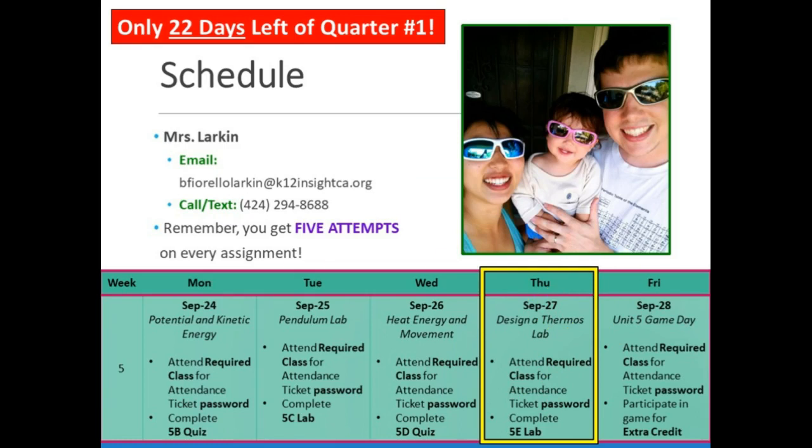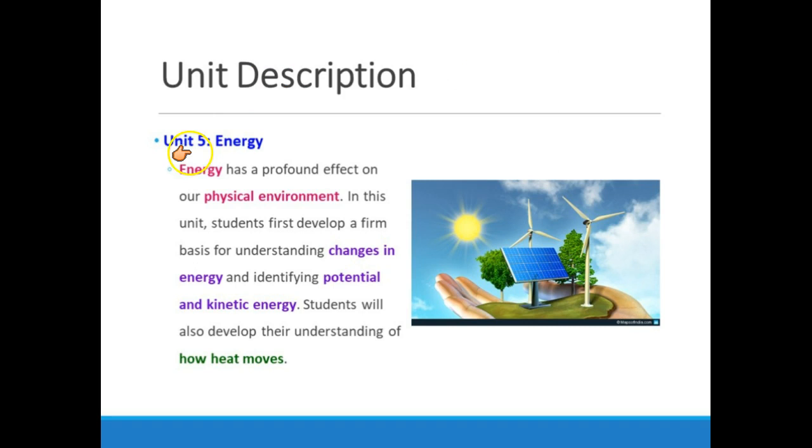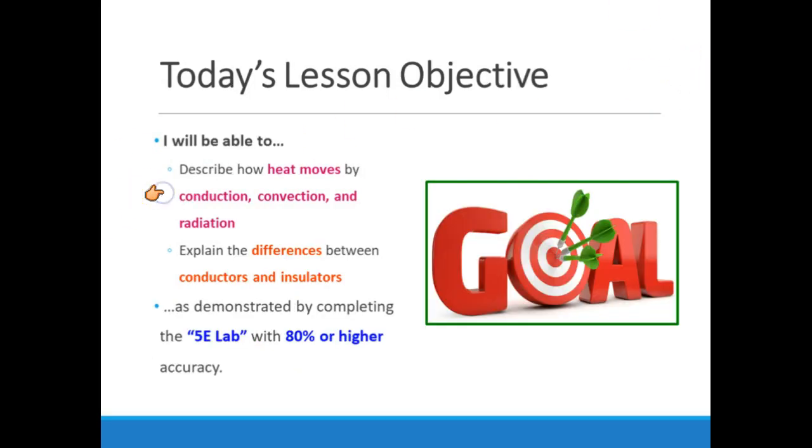All right, looking good. Okay, so we have been talking all about energy. We talked about potential and kinetic energy. We talked about heat energy. Now we're going to be applying some of our knowledge in a lab. Today we should be able to describe how heat moves using conduction, convection, and radiation. And we should know the difference between conductors and insulators. This is mainly what our lab is about, talking about insulation.